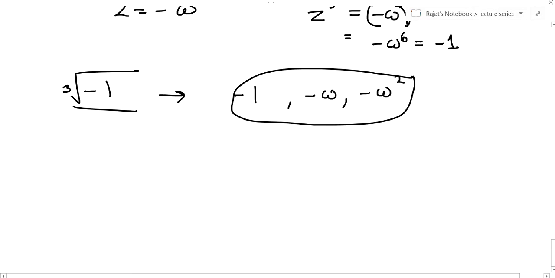Okay, so these are some of the general properties that we use when we are dealing with problems of cube roots of unity. In the next video lecture I will be starting a new topic.